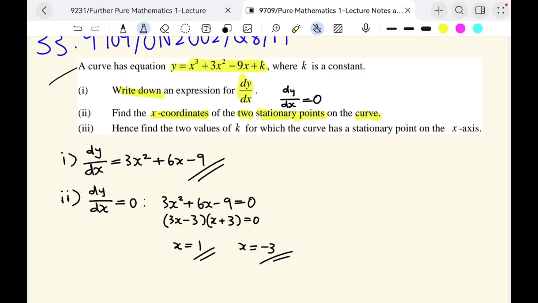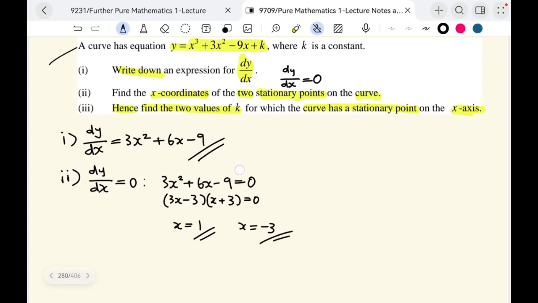Third part. Hence is what? Use the result from the previous part. Find the two values of k, okay? For each respective x coordinate, for which the curve has a stationary point on the x-axis. So which means that you have to use the x coordinate you have found from the equation of dy dx equal to 0 to find the k.